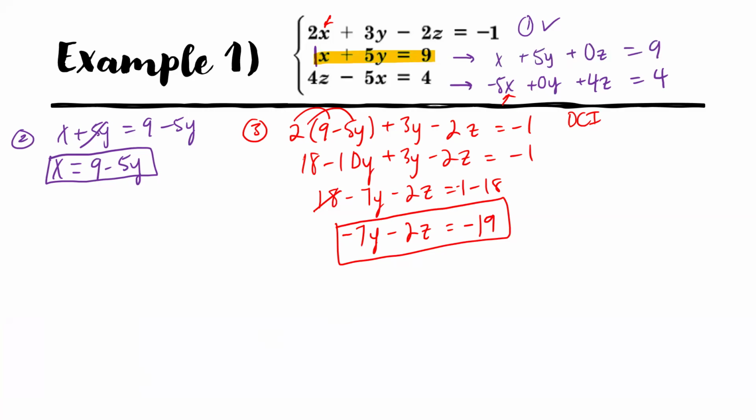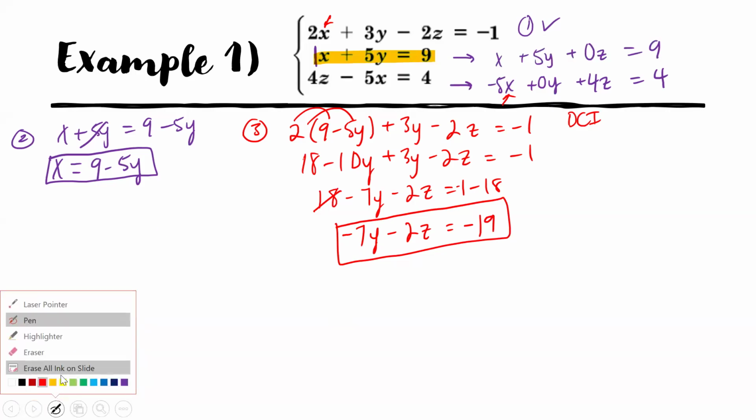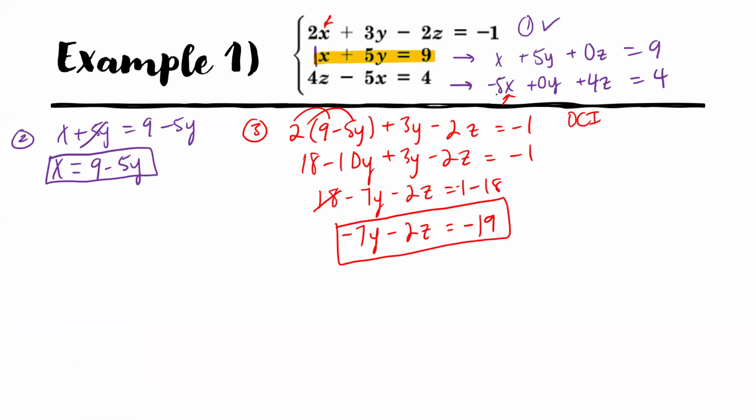All right, so now we're going to do it again. And this time we're going to substitute it into the third equation. So the third equation, this guy, we're replacing x still. So now we have -5. And we're going to replace it with 9 minus 5y.